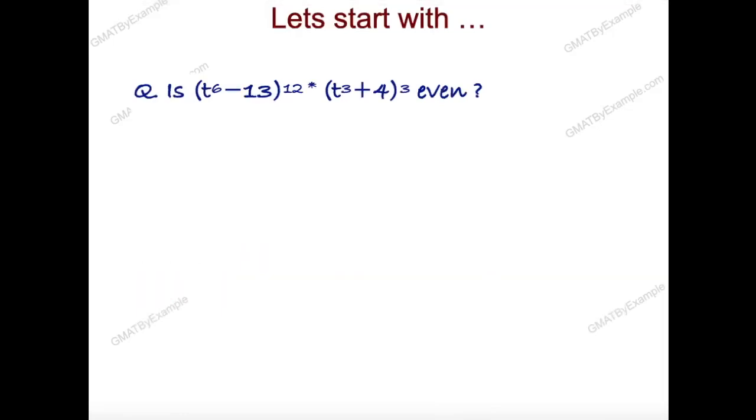So let's start with this question. You're given an expression, right? It is t to the power of 6 minus 13 whole raised to the power of 12 multiplied by t cubed plus 4 whole cubed. And we are asked if it is even. Now, how will you approach this question? Right? This can be a data sufficiency question. This could also be a problem solving question in actual GMAT.